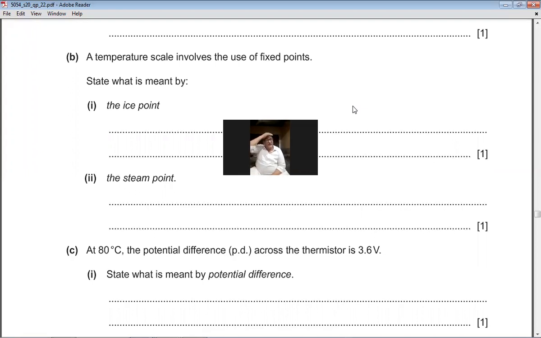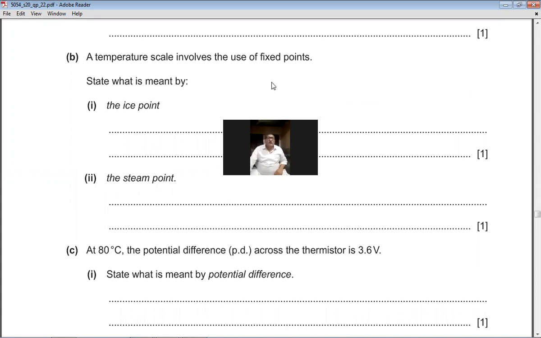And the steam point is when you put your thermometer in the steam of the boiling water, and the atmospheric pressure should be 1 atmosphere. The temperature at that moment will be called the steam point.